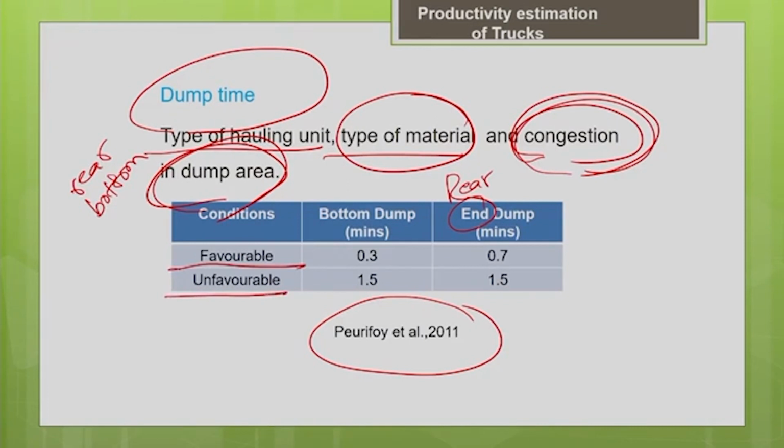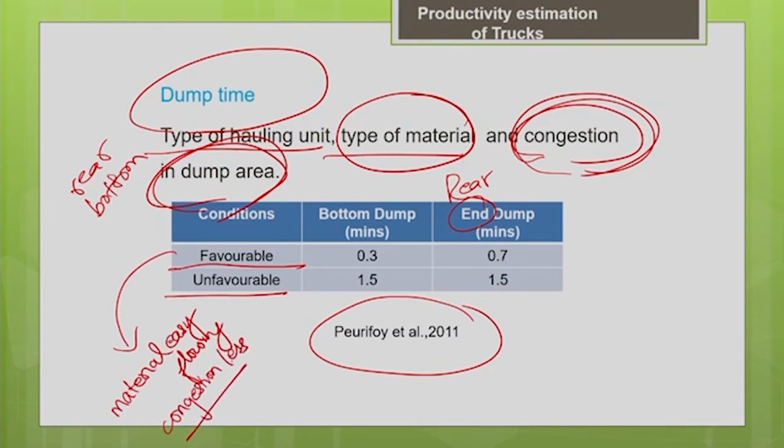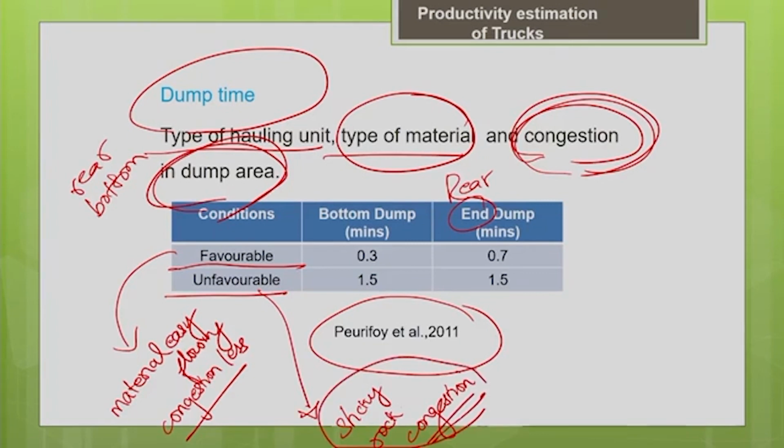Favorable condition means easy flowing material and the congestion in the dump site is less. So all these are favorable conditions. Unfavorable conditions means the material is a sticky material or rock, as I told you, which is unfavorable. And there is more congestion in your dump site, so the machine has to wait. That is unfavorable condition. They have given you the approximate estimate of time for favorable and unfavorable condition.